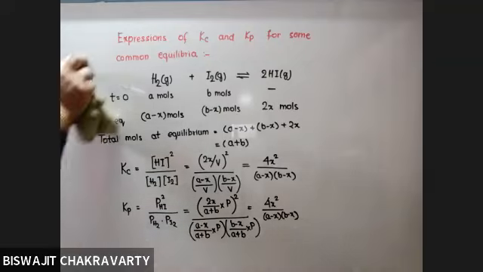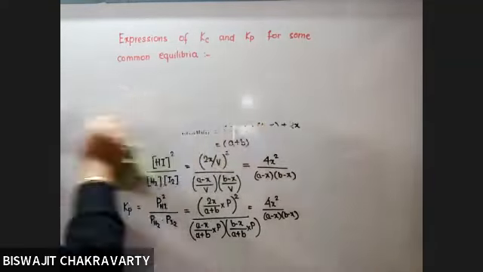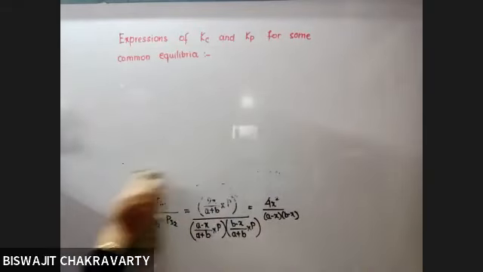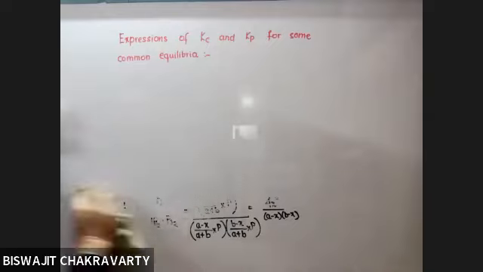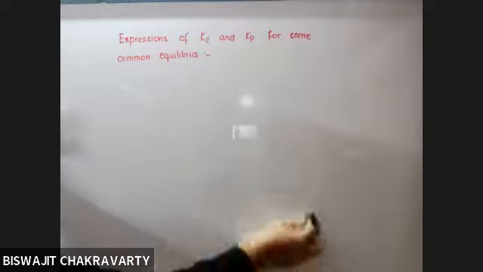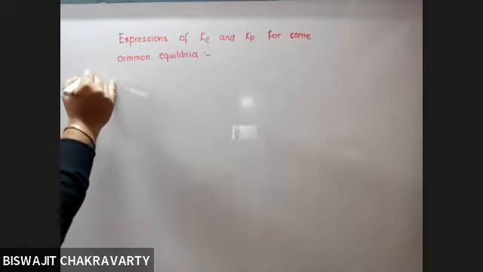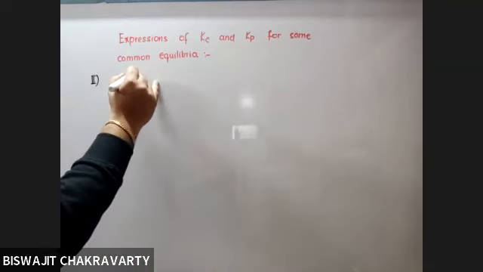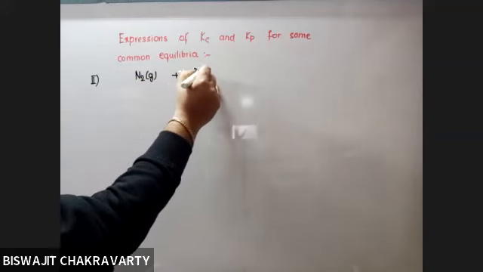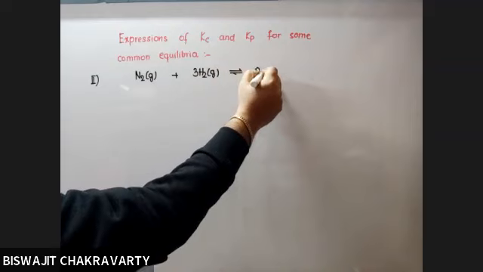Now, if delta Ng is not 0, let us choose another example. Let us see what are the expressions of Kc and Kp. Let us try it out. So we take type 2, N2 gas plus thrice H2 gas, reversible twice NH3 gas.